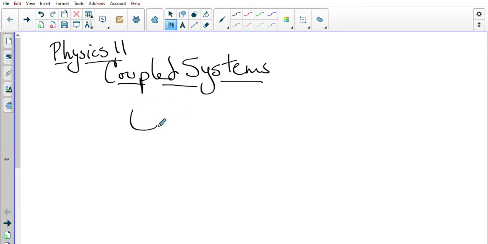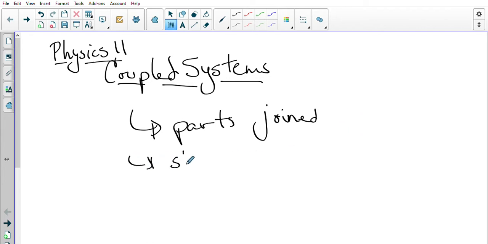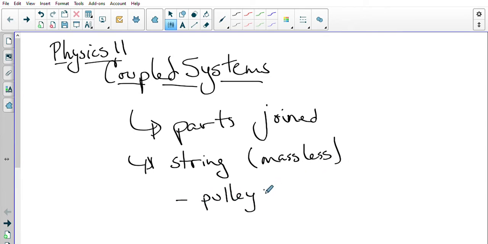Coupled systems mean you've got parts joined together. And generally they're going to be joined by string. Now, this is massless. And there might be pulleys, and pulleys change the direction of the string, and they're frictionless.